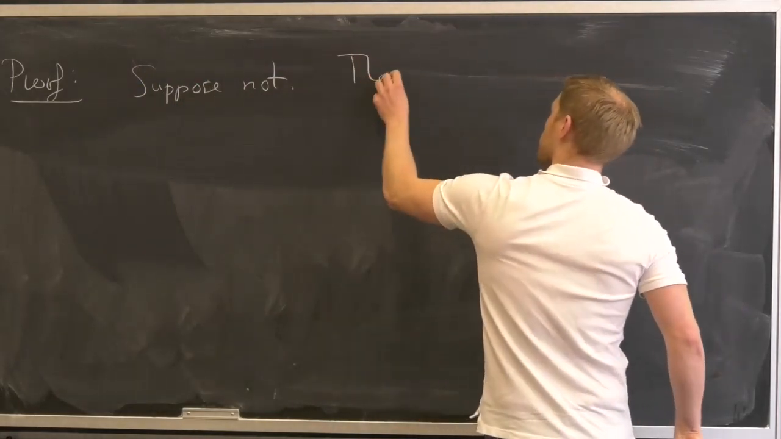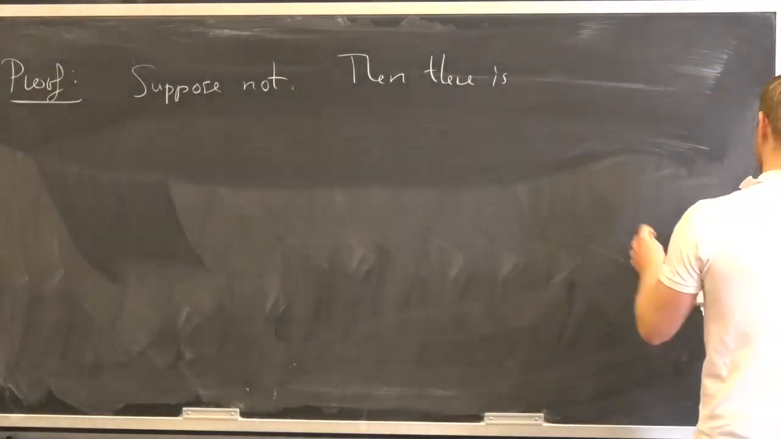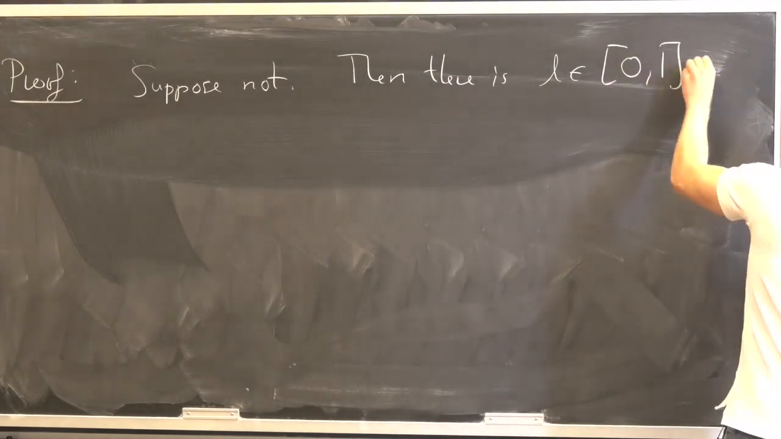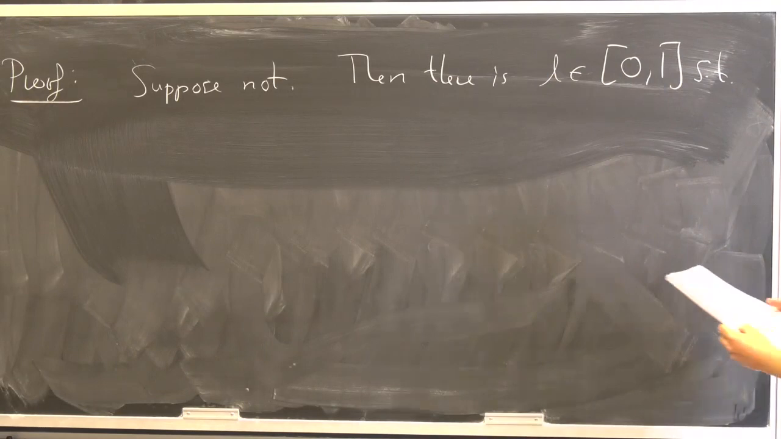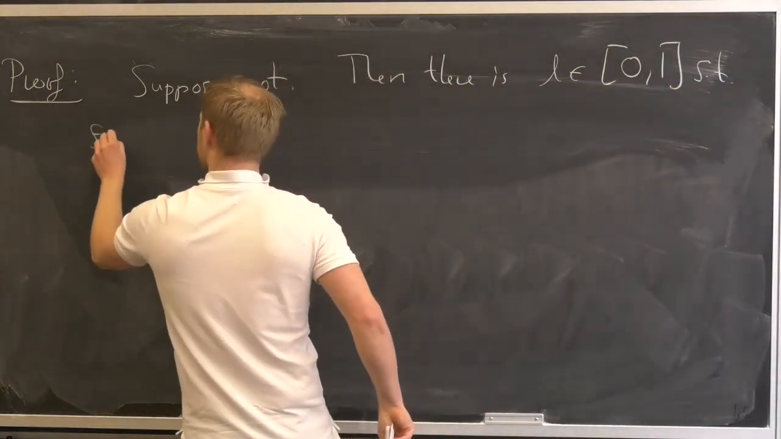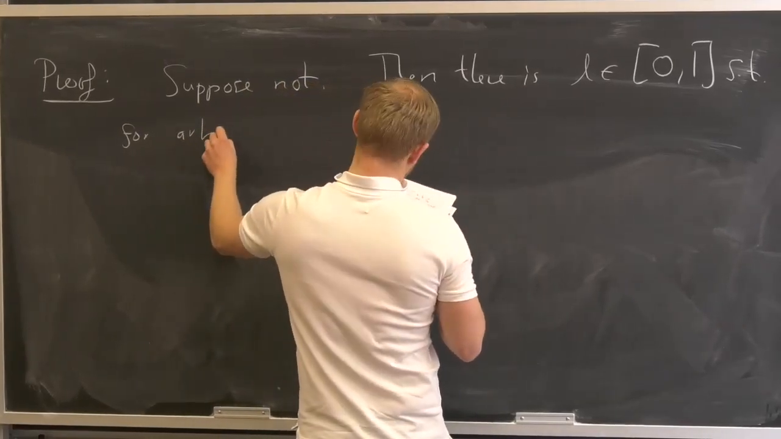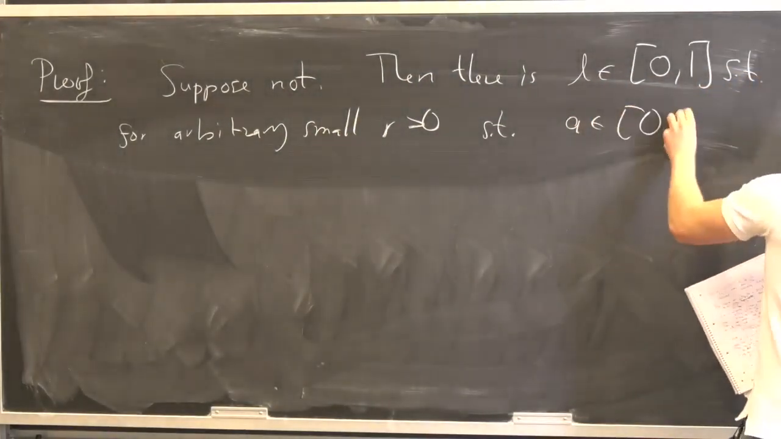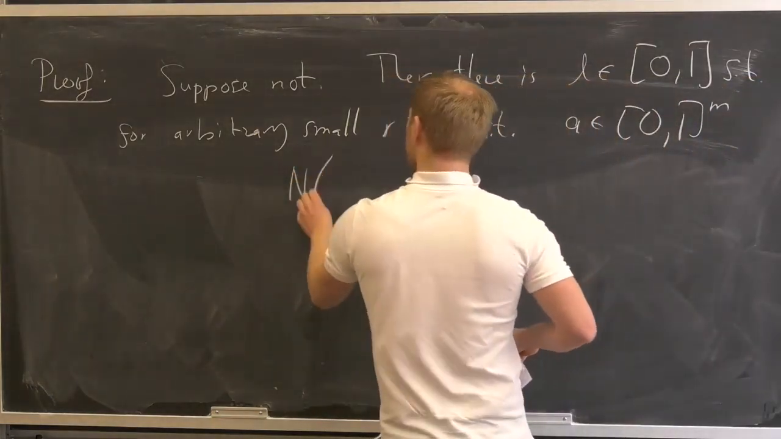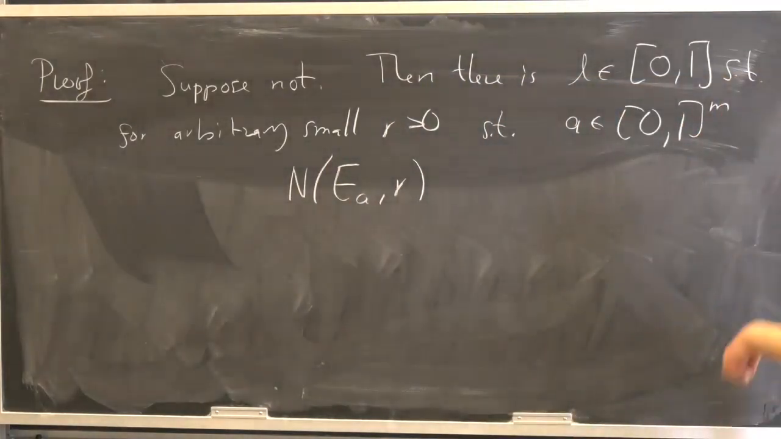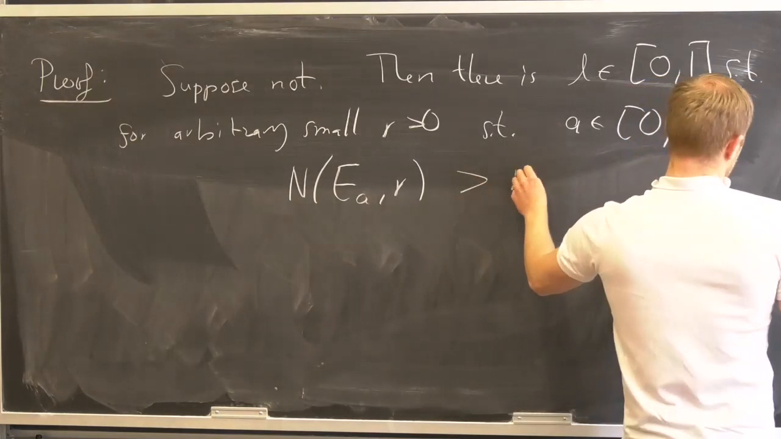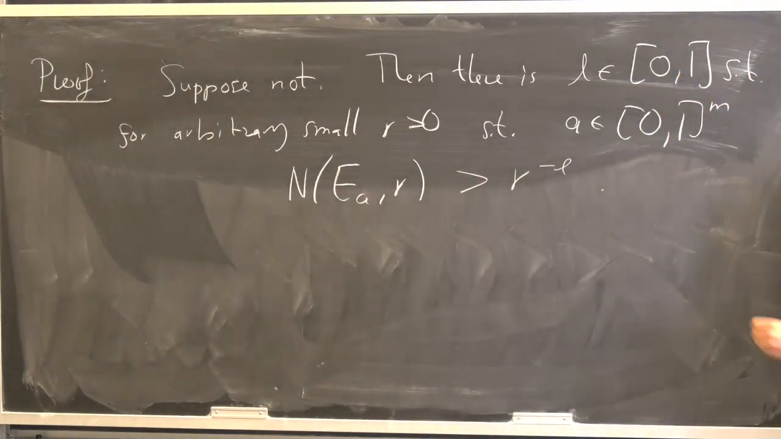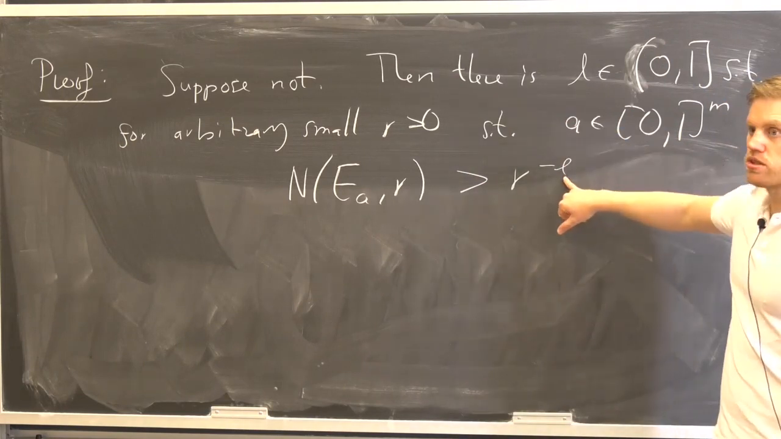So suppose now that there is l, think of this as positive dimension, such that for arbitrarily small r larger than zero, there is an a in [0,1]^m such that the number of boxes of radius r you need to cover E_a is larger than r to the minus l. And this limit should not be 0. So you suppose it's not M null, then you have some kind of witness that the limit is not always just 0.